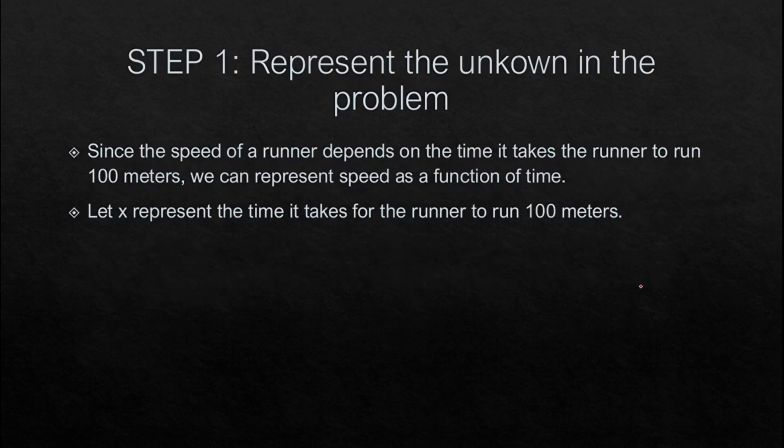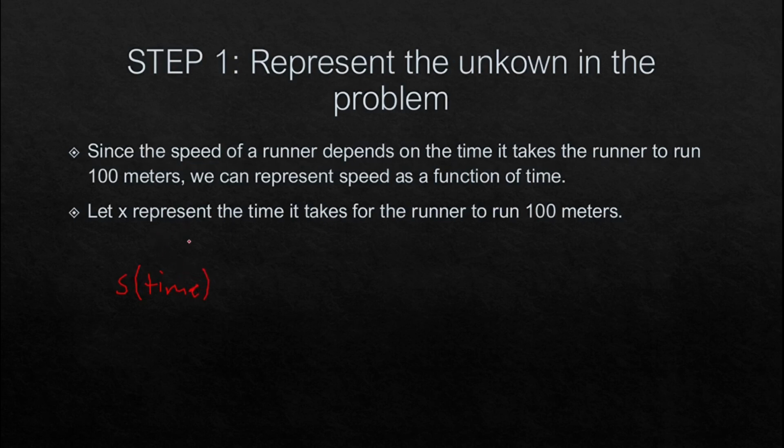Okay, first step, represent the unknown in the problem. Since the speed of a runner depends on the time it takes the runner to run 100 meters, you can represent speed as a function of time. So speed. We can denote a function as s for speed as a function of time. So ang variable is time.